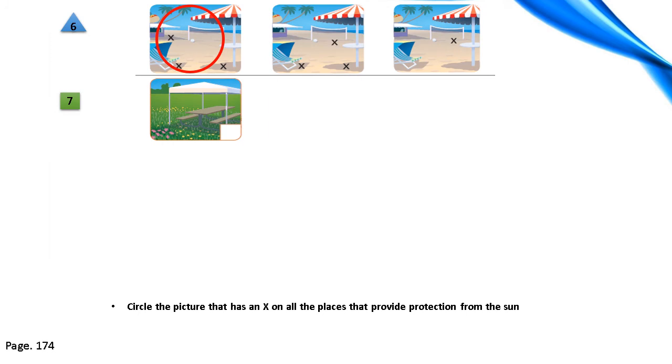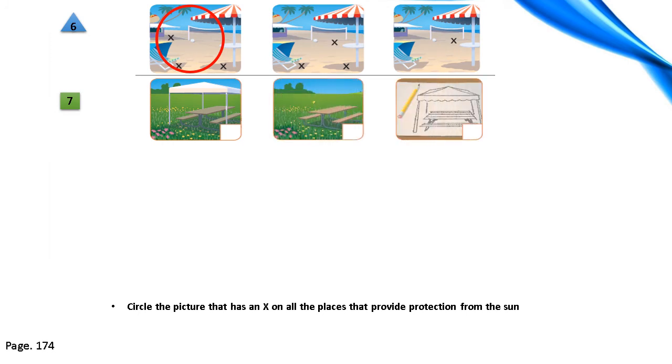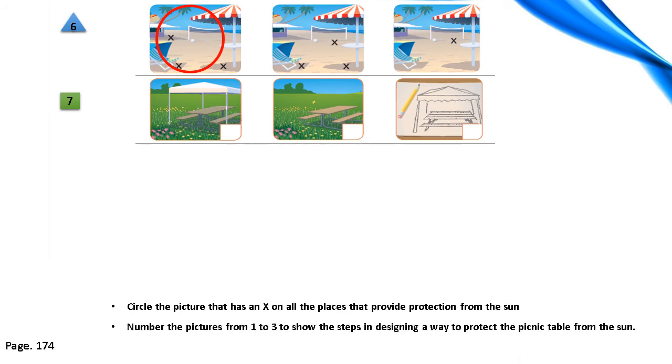Now, for question number 7, let's look at these 3 pictures in front of us. And here, we are asked to number the pictures from 1 to 3 to show the steps in designing a way to protect the picnic table from the sun. So, let's write number 1 in the middle picture, which shows a problem. And this problem is that the picnic table is placed directly under the sun and there is no protection.